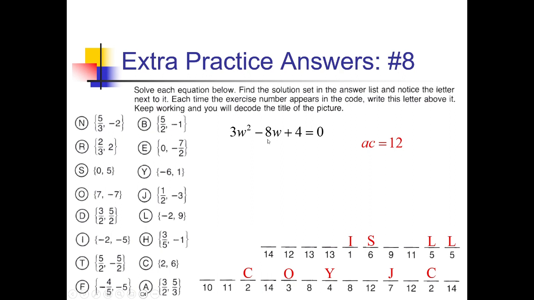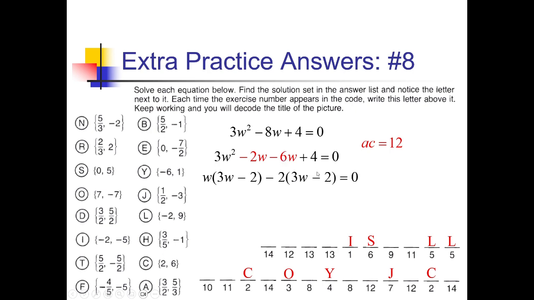1 and 12 won't work. 6 and 2 works if we have negative 2 and negative 6. So let's split this up into negative 2w minus 6w. And now I can use my grouping. First 2 terms I can take out a w, leaves me with 3w minus 2. And then the third term's negative, so I'll take a negative out of the next pair, negative 2 to be precise, leaving me with 3w minus 2.